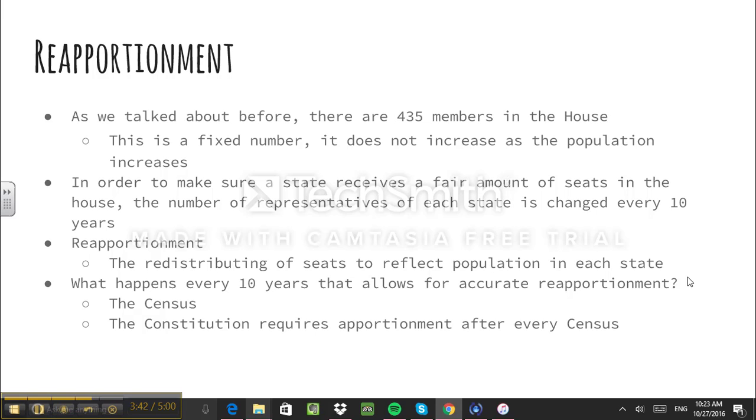So reapportionment is what happens when you are redistributing the seats in the House. It is a crucial part of the legislative branch, and if we did not have reapportionment, it would not be fair representation of the U.S. So it's something that is really important to the government and to democracy.